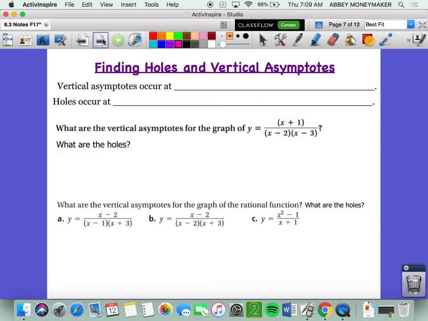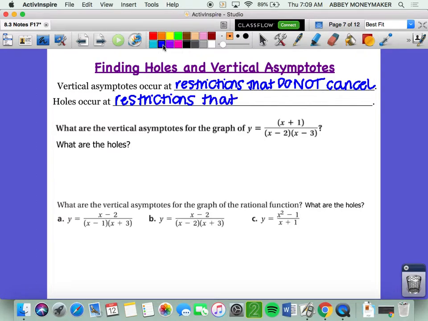So let's go ahead and fill out some more notes and let's put this into practice. Vertical asymptotes occur. Let's see if you can paraphrase here. Vertical asymptotes occur at what? At restrictions that do not cancel. So what does that mean for holes? Holes occur at restrictions that do cancel. Okay.